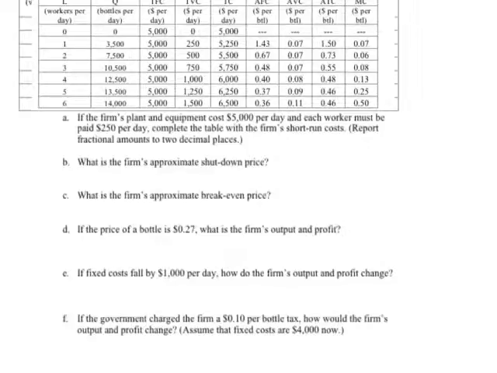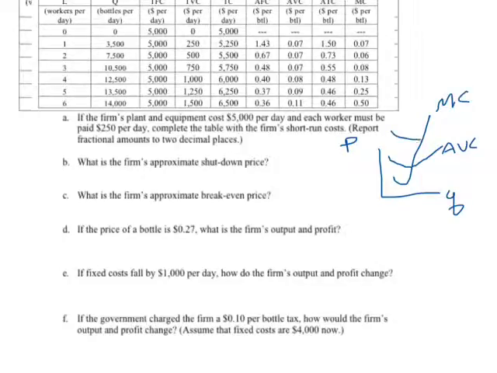So here, remember that shutdown price happens if I have a little comic book of the firm's typical costs. We have the marginal cost, we have the average variable cost, and the average total cost. And so I'm looking for this point, the shutdown price. Well, that's where marginal cost is upward sloping and is intersecting with average variable cost.